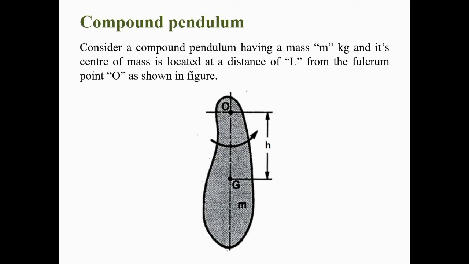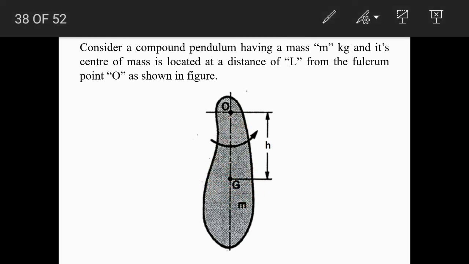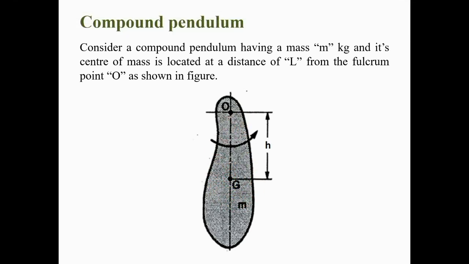Now here, as we have discussed, in a compound pendulum the mass is distributed throughout the length of the pendulum. So let us consider a compound pendulum having mass m, and let its center of mass be located at a distance h from the fulcrum as shown in the figure. So this would be the center of mass.